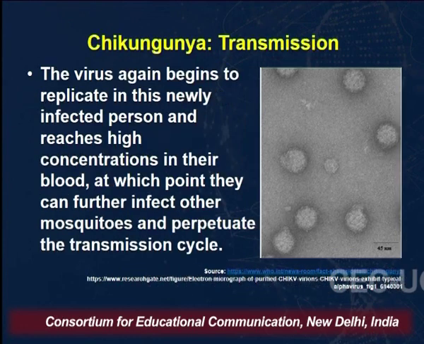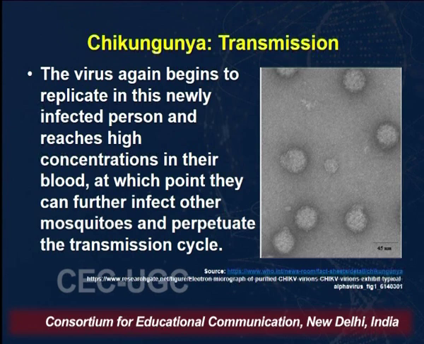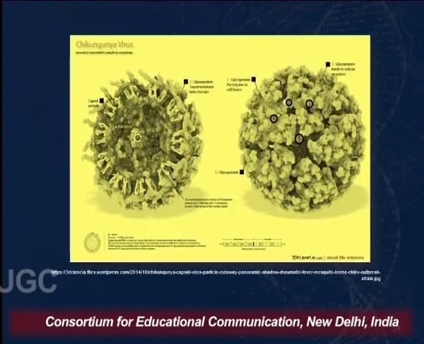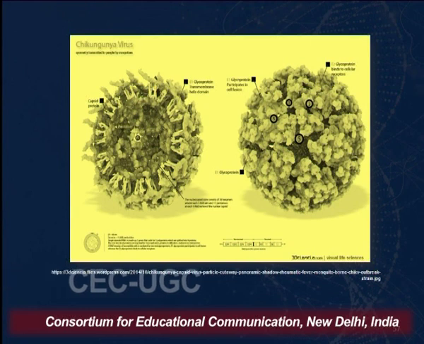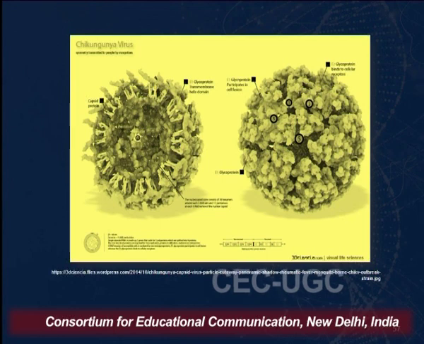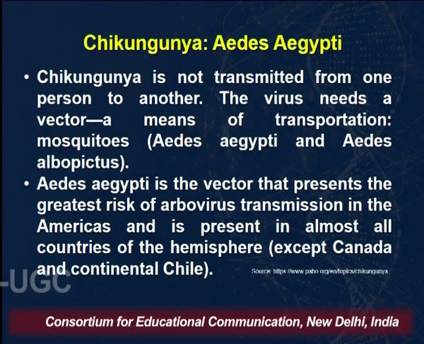Now, the virus begins its replication in the newly infected person, its concentration subsequently increases, and it starts appearing in the blood circulation. This is the structure of the chikungunya virus which is shown here. The chikungunya virus is majorly transmitted with the help of the mosquito Aedes aegypti. It is not spread from one person to another directly, so it has to spread through a vector only. That is why it comes under vector borne diseases.